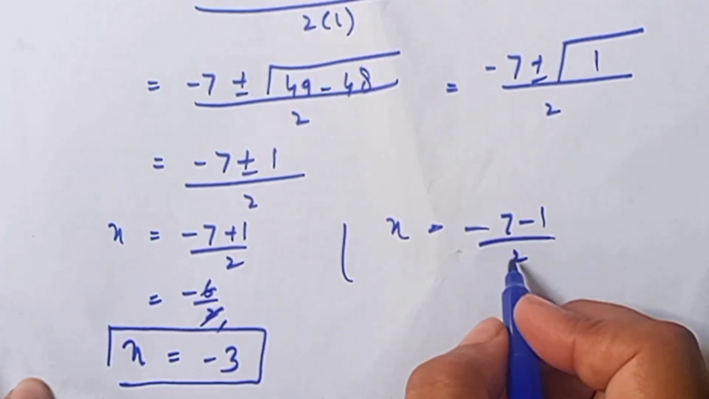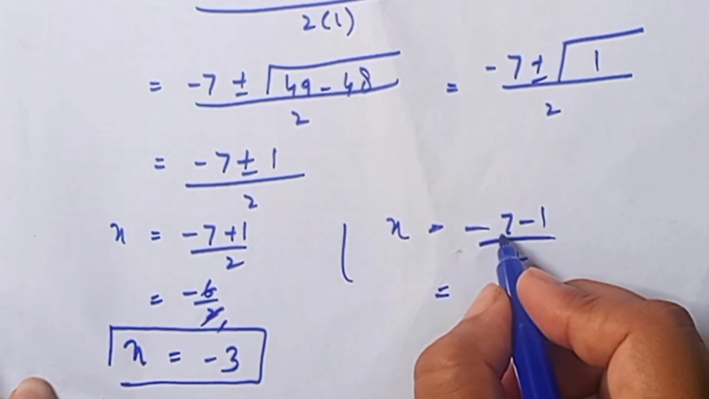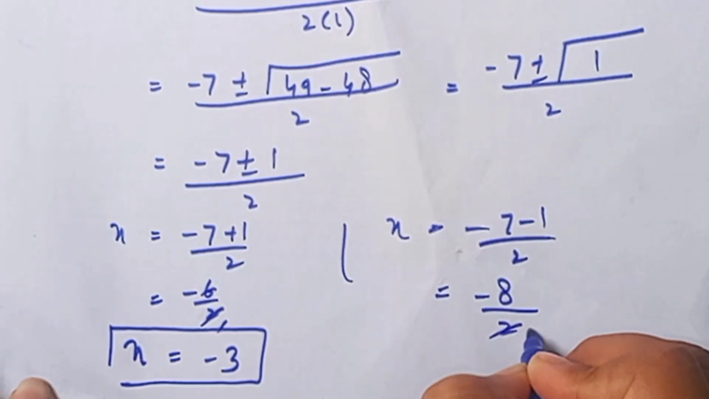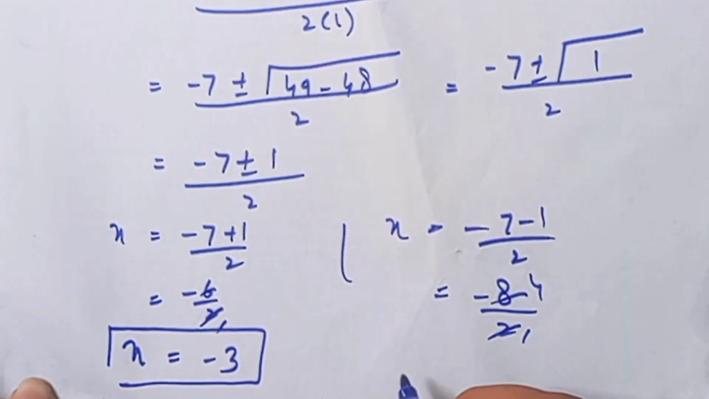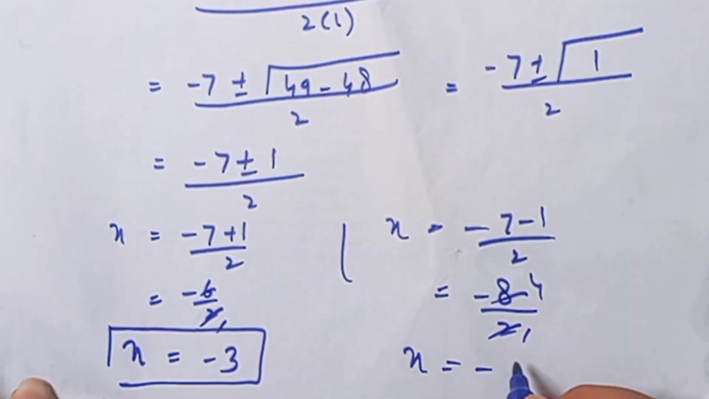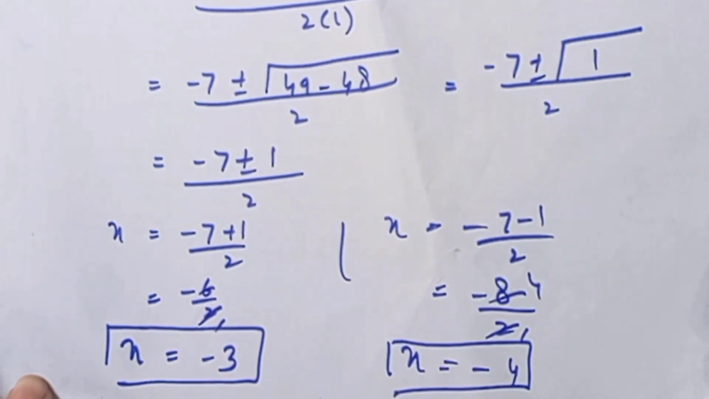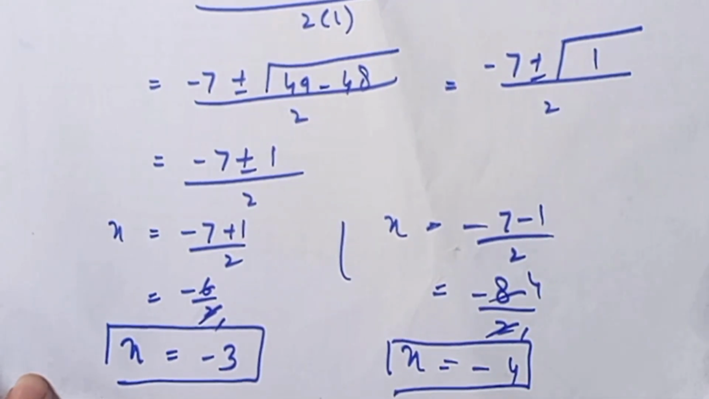Now look at this. Minus 7 and minus 1 is minus 8 over 2. 2 ones are 2 and 2 fours are 8. So we get x is equal to minus 4. This is our second answer. So we have done, and in this video we learned three different methods to solve a quadratic equation.